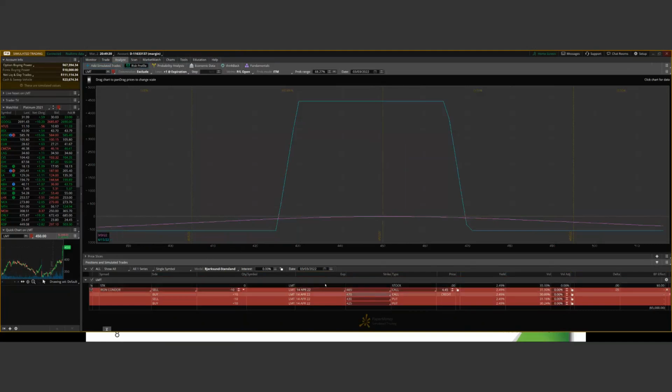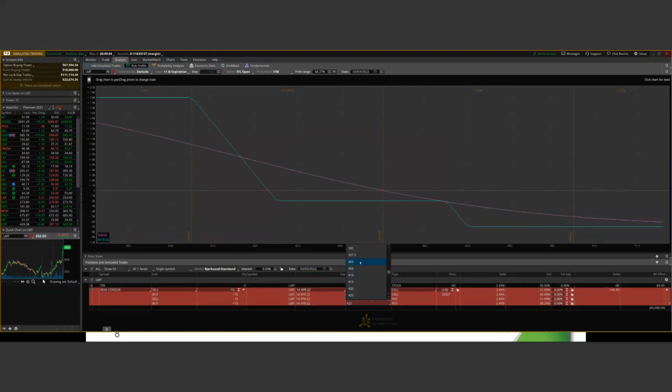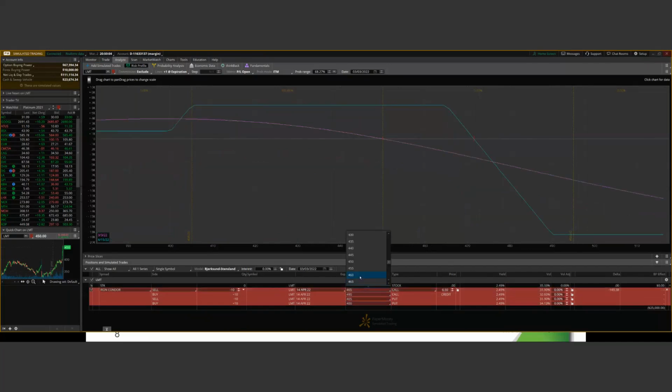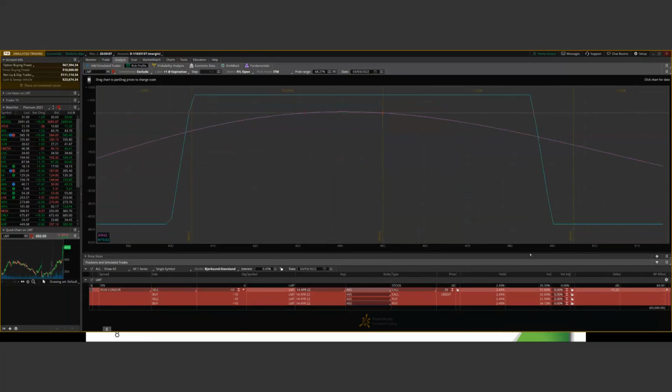We'll go to, let us say, instead of 430 and 425, let us go for 405 and 400 on this side. Say suddenly the credit dropped from $4 to already $2, and then especially if you go on the other side, 470, let's say 490, and 485. So the credit has dropped to like 70 cents.